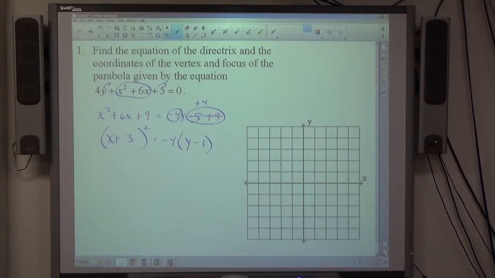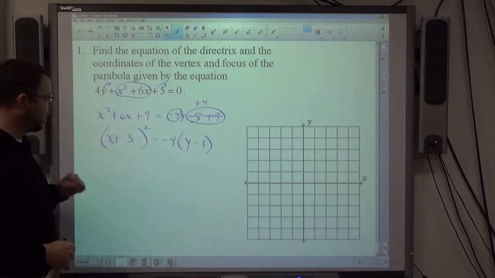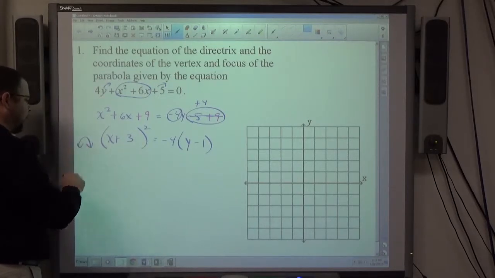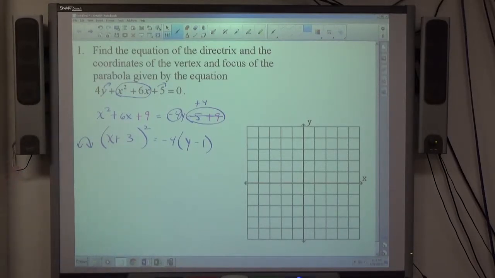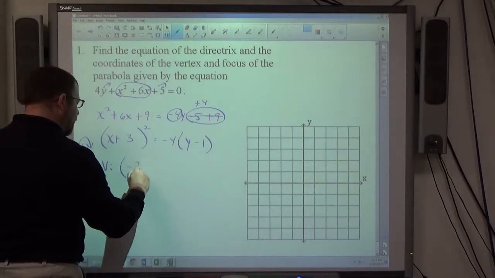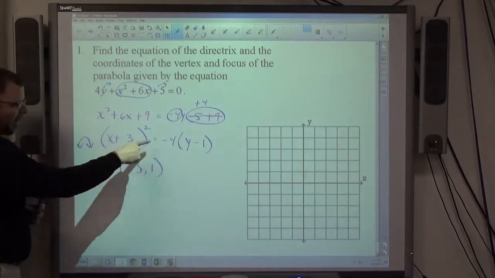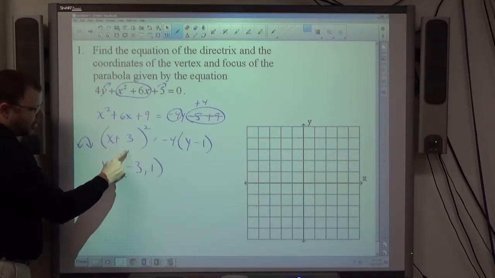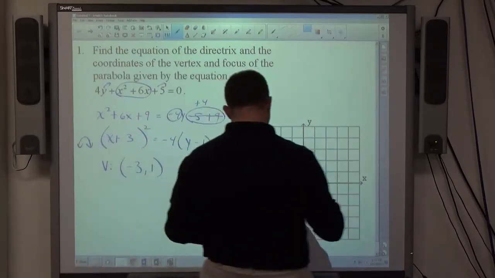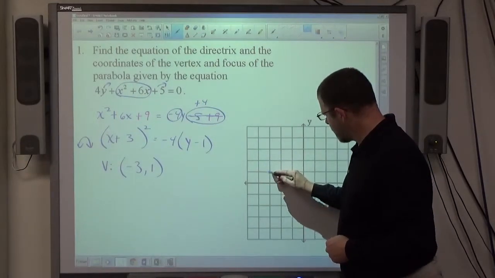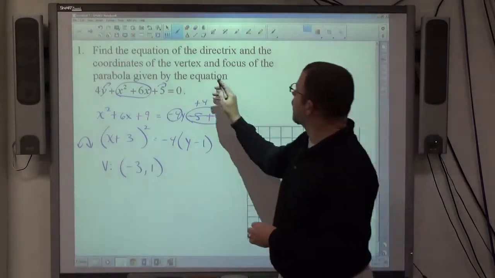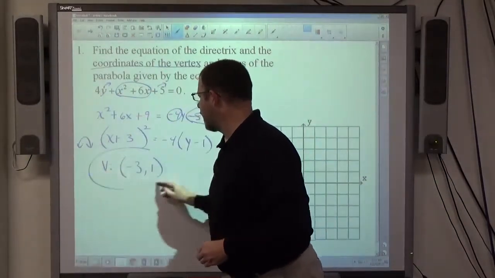X is squared. I can see p is negative, and it means it's going to be turning downward, so I'm looking at a downward turning parabola right now. That helps me establish where things belong. The vertex of the parabola is going to be negative 3, positive 1. Remember to change the signs. This is the number that goes with x, change the sign. Number that goes with y, change the sign. So negative 3, comma 1 would be the vertex. That's one of the things they ask for. I'm going to go ahead and circle that.